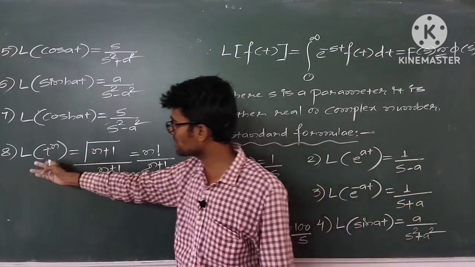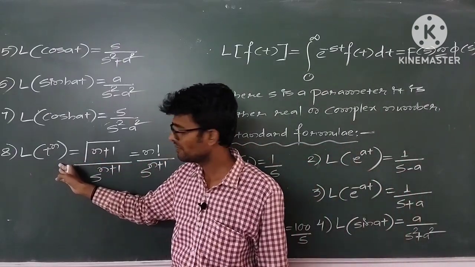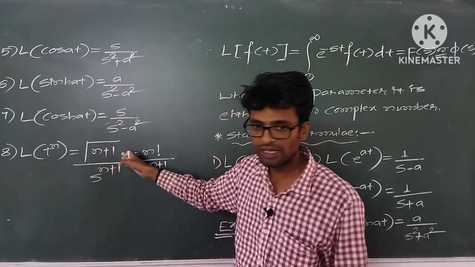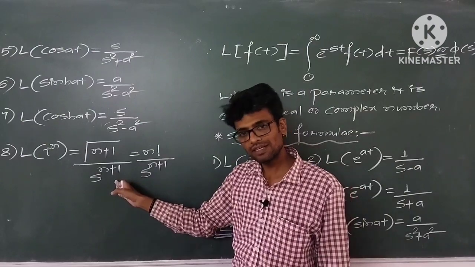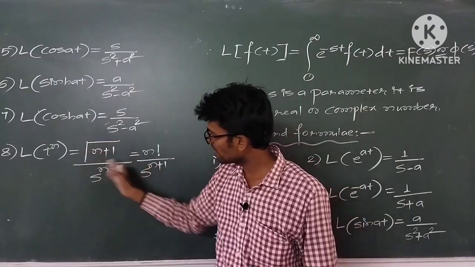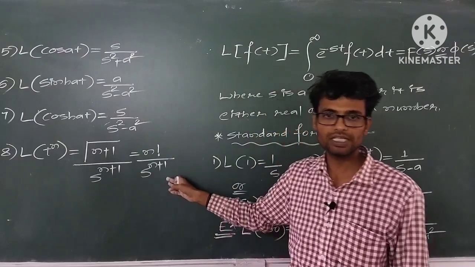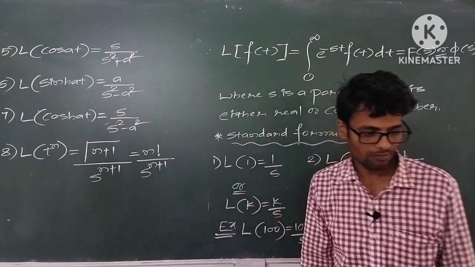Next we have Laplace transform of t raised to n. Here n is a positive integer. So Laplace transform of t raised to n is equal to gamma function of n plus 1 divided by s raised to n plus 1, and this gamma function of n plus 1 can be written as n factorial divided by s raised to n plus 1. So these all things you remember.